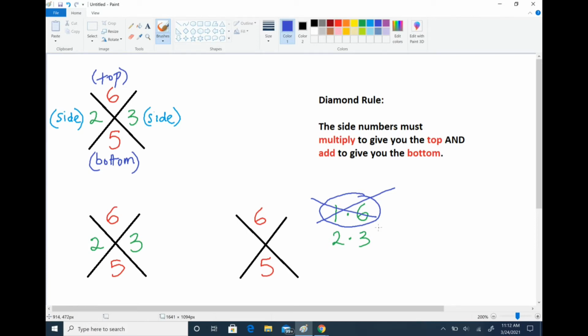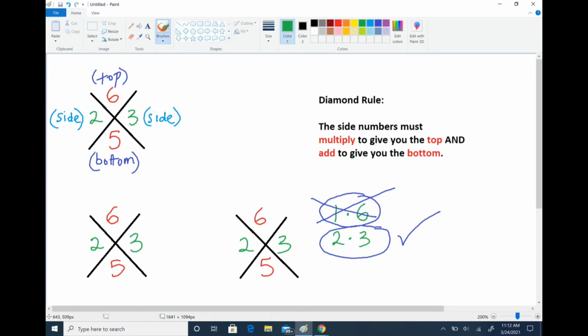1 and 6 doesn't work. So let's go to the second combination, 2 and 3. Well, 2 and 3 will multiply to give me 6, but will it also add to give me 5? Yes, it will. Okay, so that's why 2 and 3 is your pick.